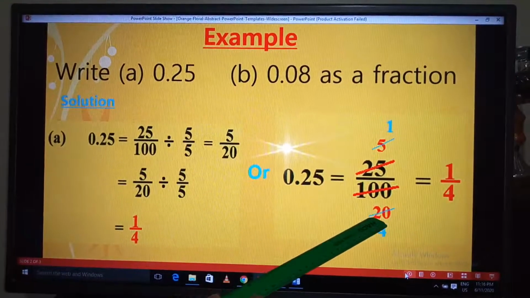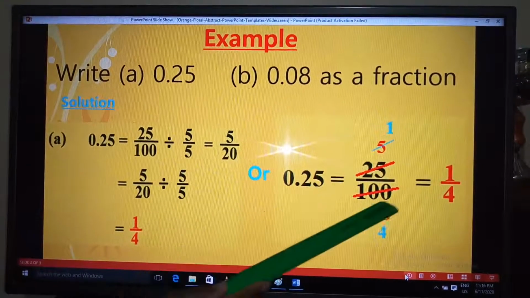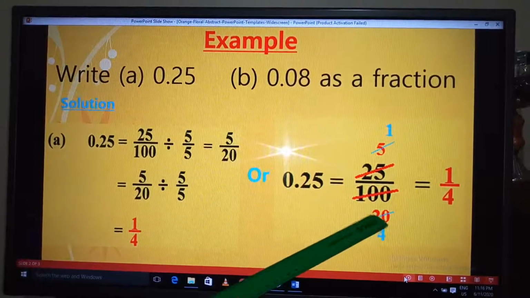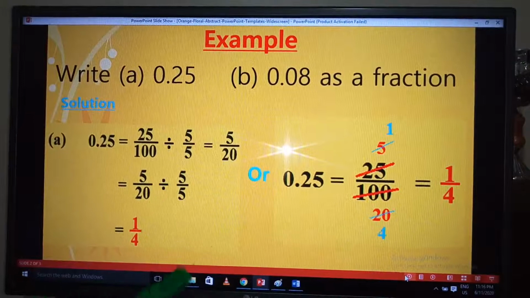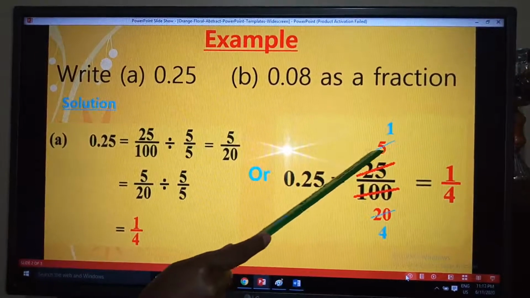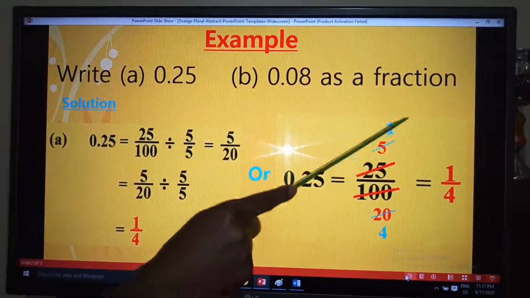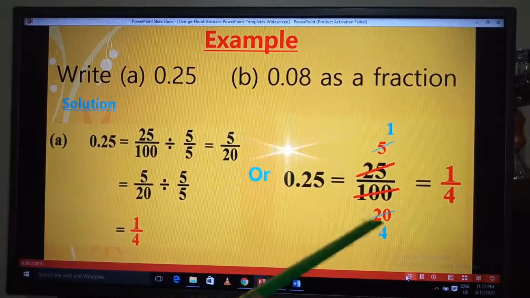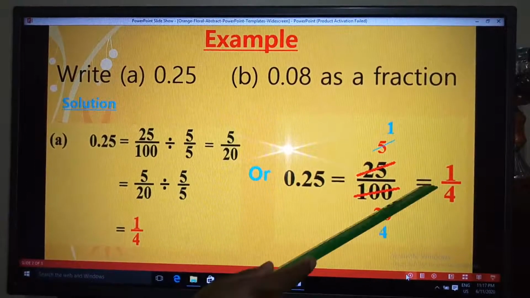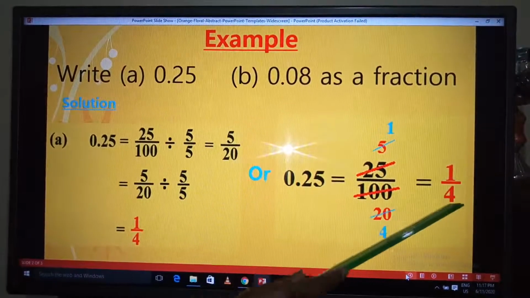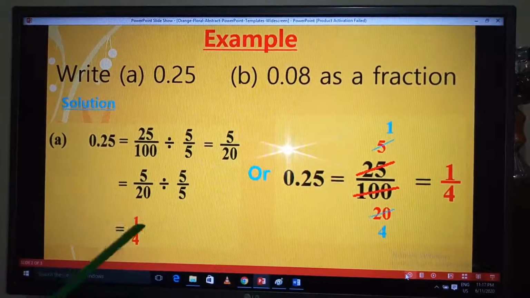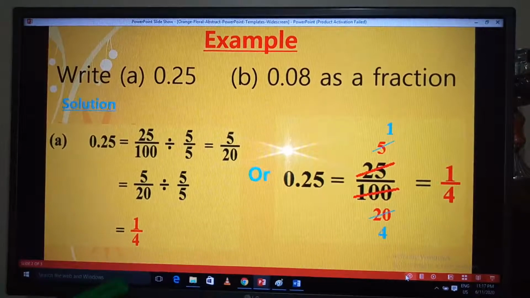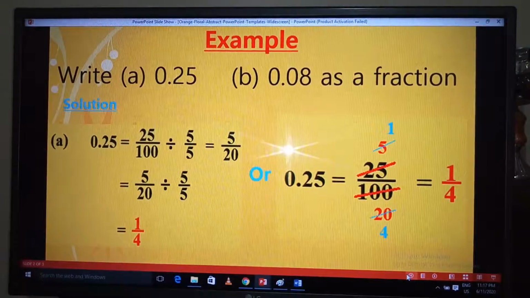We continue dividing further because it is still not in its simplest form. So which number can divide both 5 and 20? And the number is 5. So 5 divided by 5 is 1, and 20 divided by 5 is 4. So the answer is 1 out of 4, or a quarter. So you realize that the answers are still the same. Whichever method you use, you still get the same answer.